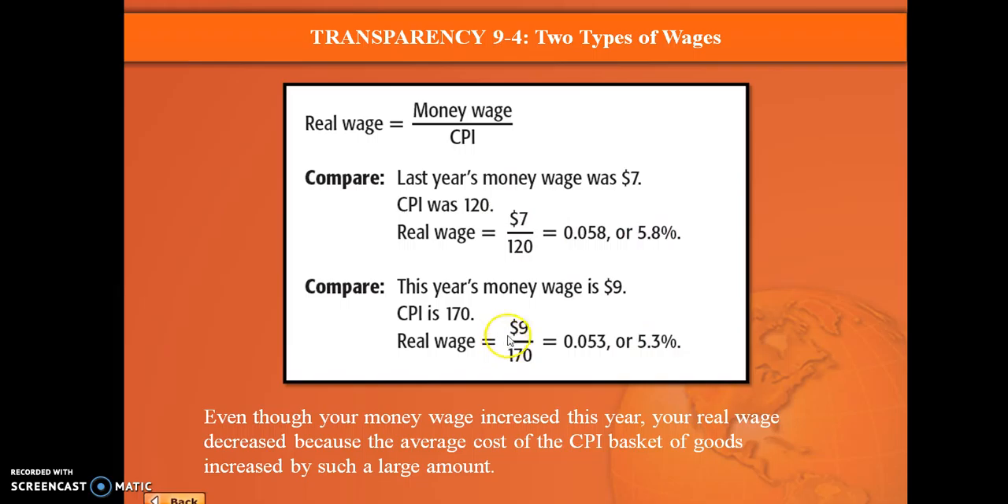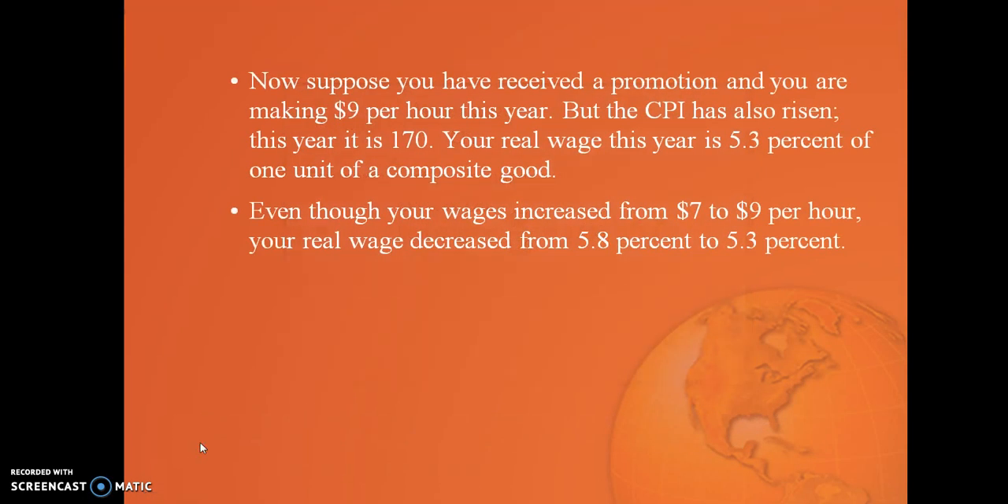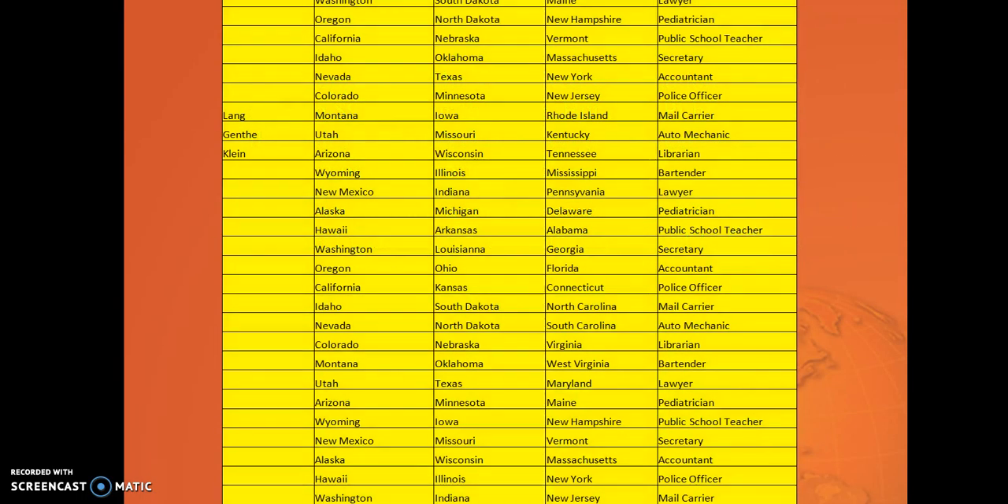So this says you might be making more, but because the market in general says prices are up, just because you're able to get paid more doesn't mean you're able to buy more. And that's what it says right down here in this block. That's basically the same thing that's on the slide.